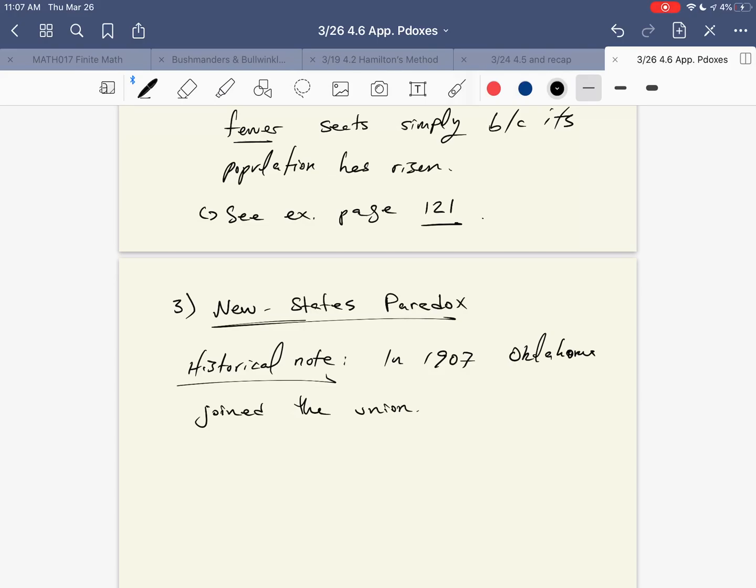Okay. So in 1907, Oklahoma joined the Union, and sorry, where was I? We added 5 seats to the House to make up for it, we didn't want to take seats away from anyone else because somebody joined. So Oklahoma joined, we figured out that they would deserve 5 seats by their standard quota. We calculate the standard quota, give them their lower quota. We say, okay, so we'll add 5 seats to the House when Oklahoma joins.